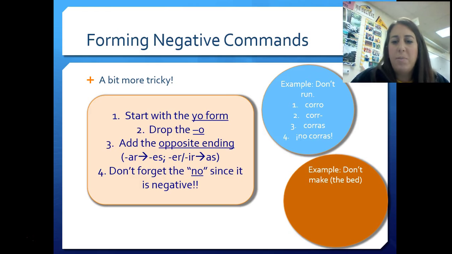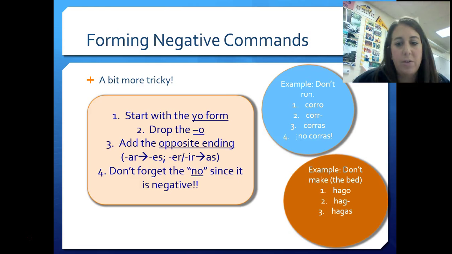And then don't make the bed, okay? So we've got hacer, and remember in the yo form it's a go-go, so it's still going to be a go-go in our command. So drop the O, add the opposite ending. Hacer is an ER verb, so our ending is going to be AS. Don't forget the no. No hagas la cama. Don't make the bed. Got it? Good.